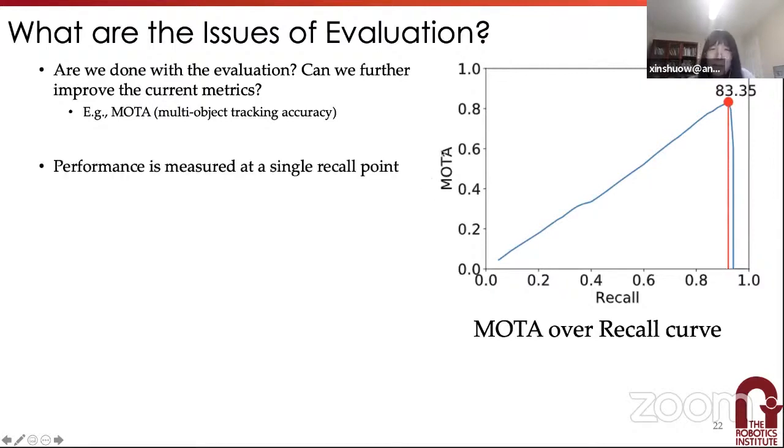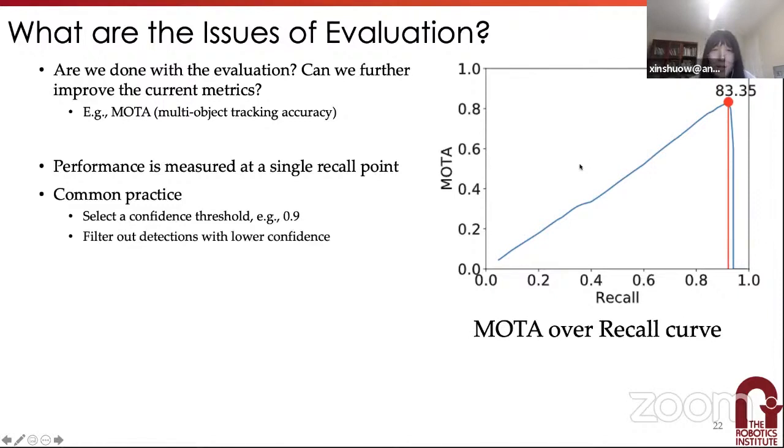So we can see that the MOTA performance is measured at a single recall point, while it's ignoring all other points on the curve. Again, the common practice for using MOTA for evaluation could be three steps. First, we have to select the confidence threshold, for example, 0.9. And then we filter out the detections with a lower confidence than the threshold we just picked. And then we perform the data association on the rest of the detections we still keep.